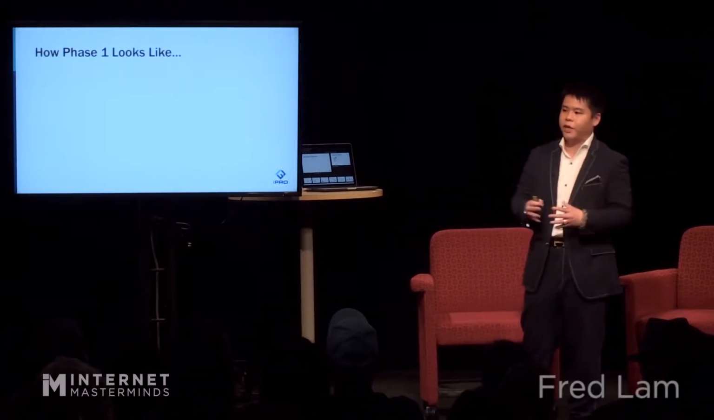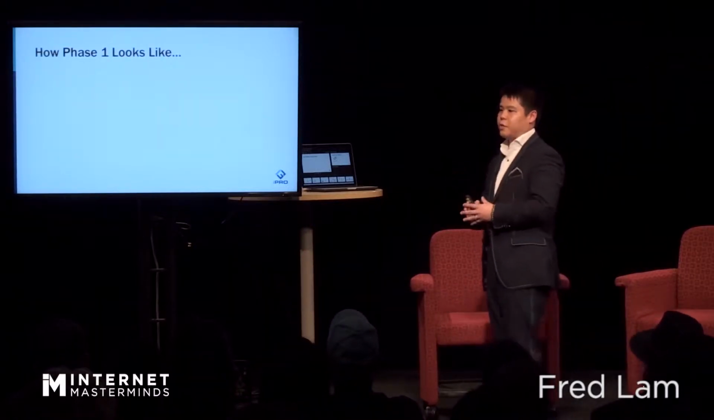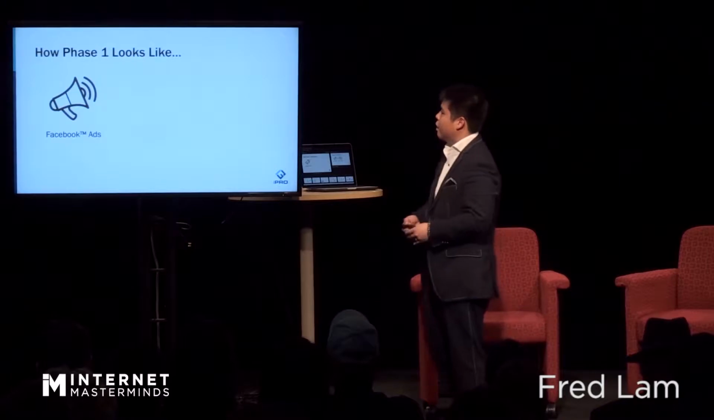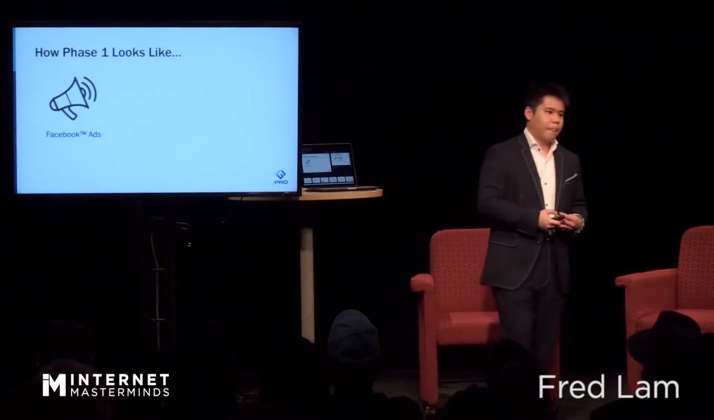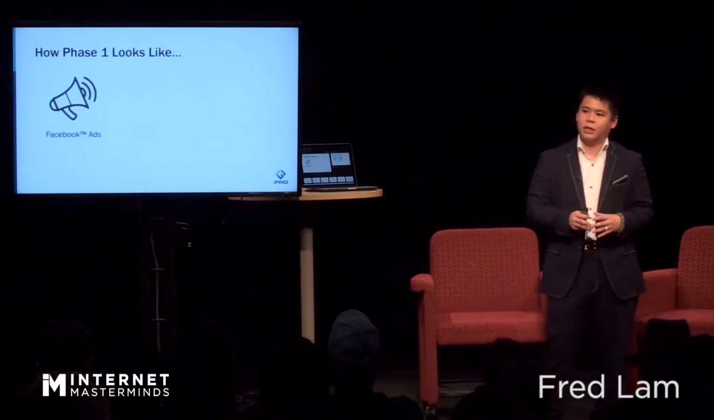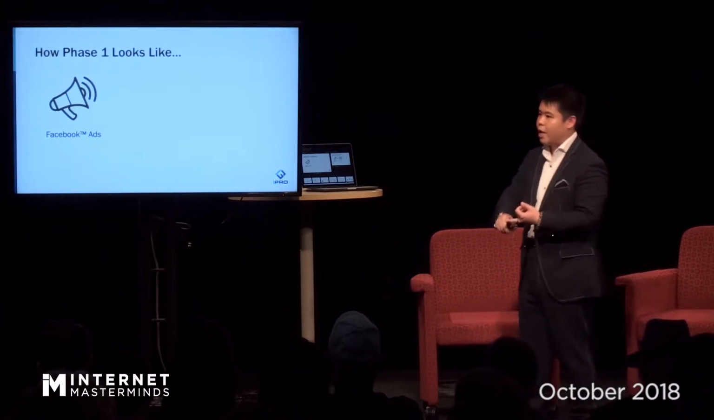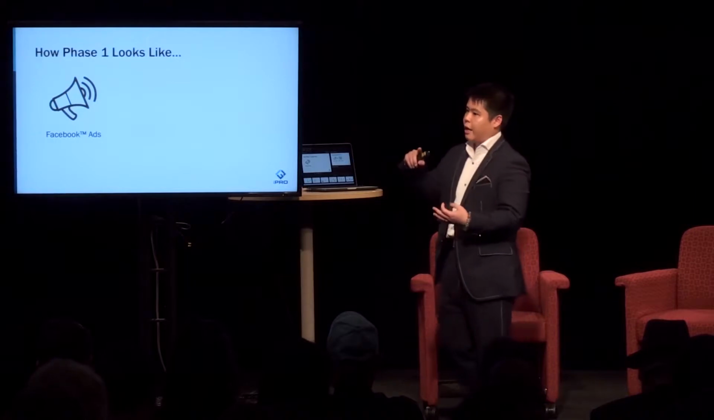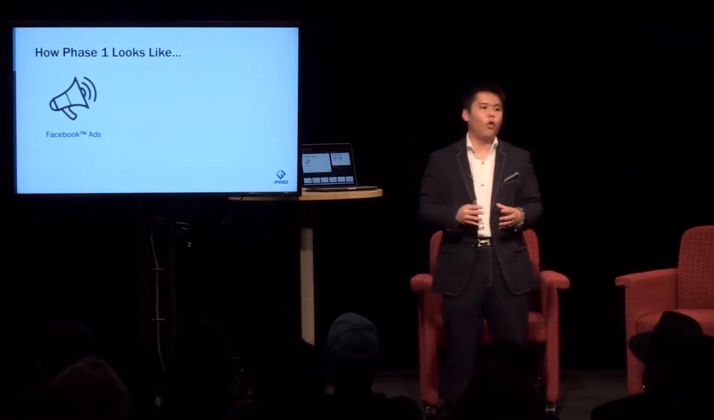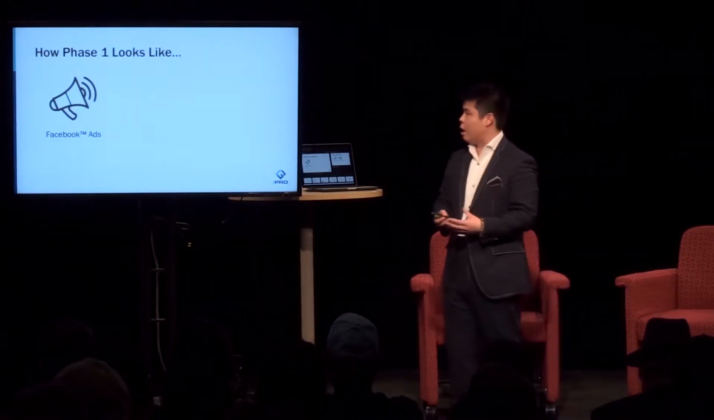In reality, with all this stuff in place, how does phase one really look? How does it all put together? First of all, you run Facebook ads. Facebook is built literally for e-commerce because they track all the activities, all the buying behavior, they track the call to action, if they have third-party pixels in place. All those things are really built for e-commerce.